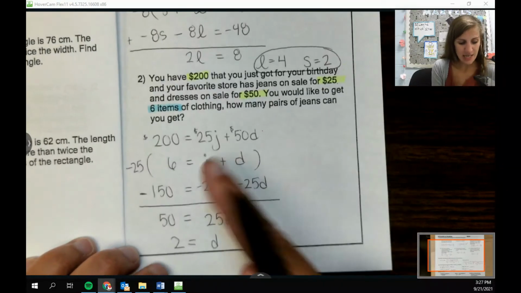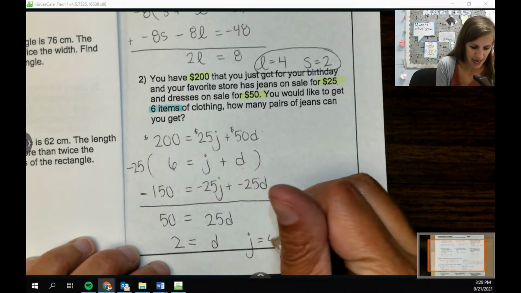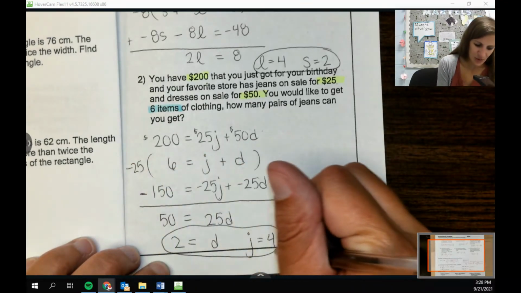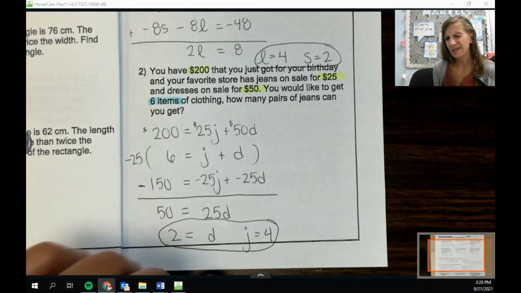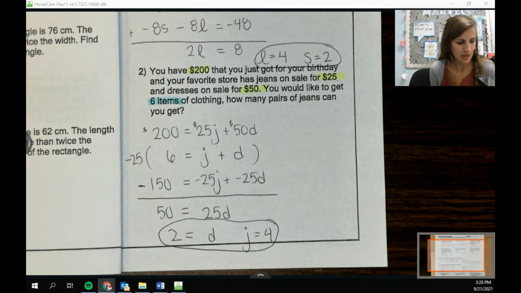And if I buy 2 dresses, then that means I can get 4 pairs of jeans because I got 6 items total. I think that's what it wants. It just doesn't care how many dresses. I'm pretty sure, though, that's what I intended on that question there.